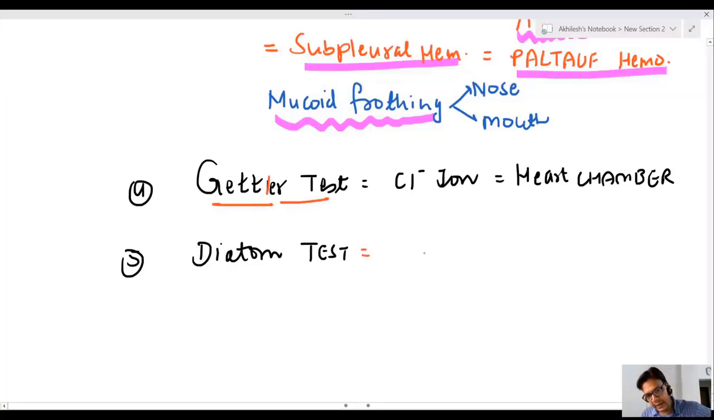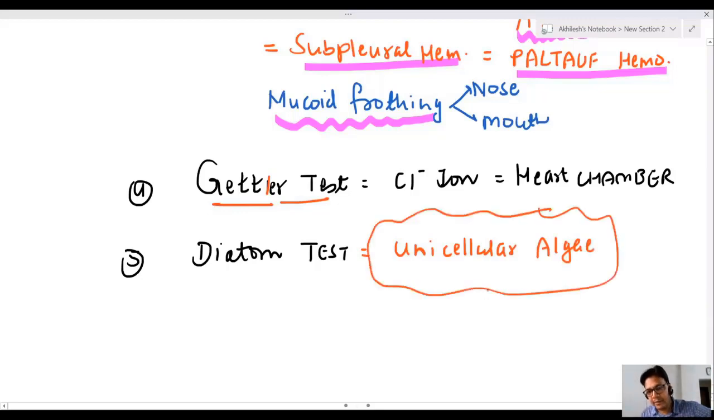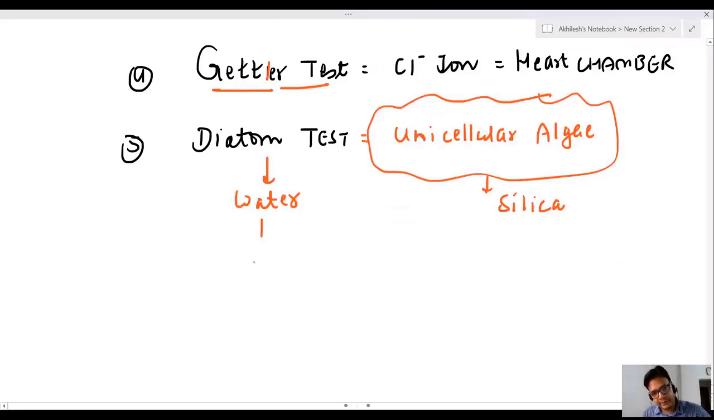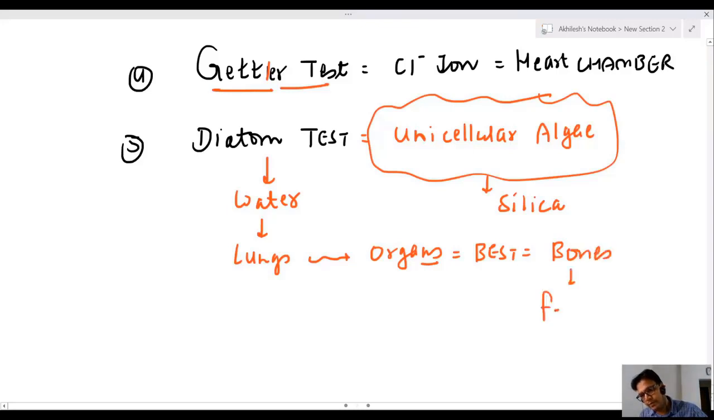Diatoms are unicellular algae covered by silica. Along with the water, diatoms go into your lungs, then to different organs. The best organ for detection of diatoms is bone, and in bone, the best bone is the femur, then second is the sternum.